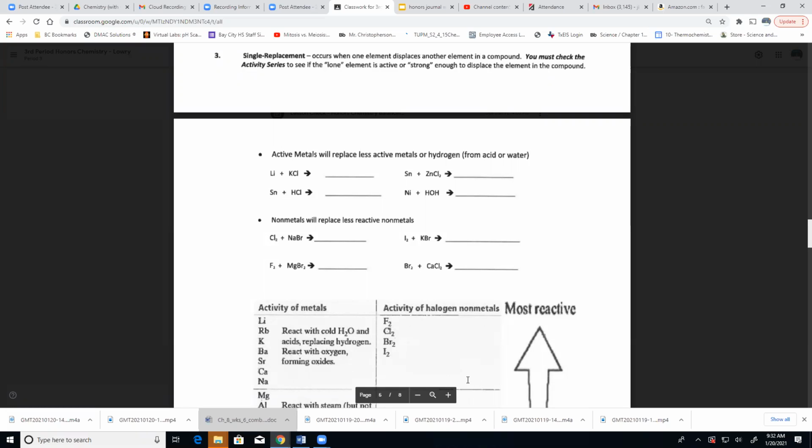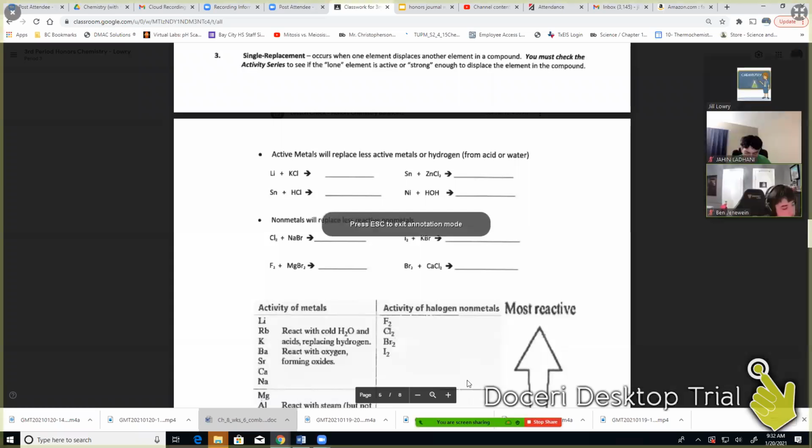So single replacement reaction occurs when one element displaces another element in a compound. You must check the activity series to make sure that the lone element is active or strong enough to displace the element in the compound. So when we talk about being strong enough, it has to be higher on the activity series.